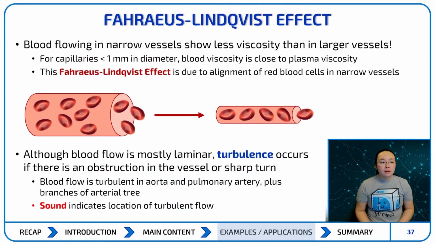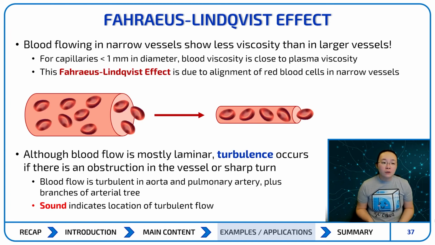So even though we can model blood flow as typical laminar flow, it's not perfect. Blood flow in narrow vessels actually shows less viscosity than in larger vessels. So that's something unique that you wouldn't see in just water flowing through a few pipes. In this case, we're experiencing something called the Fahraeus-Lindqvist effect. I don't know how to pronounce that.